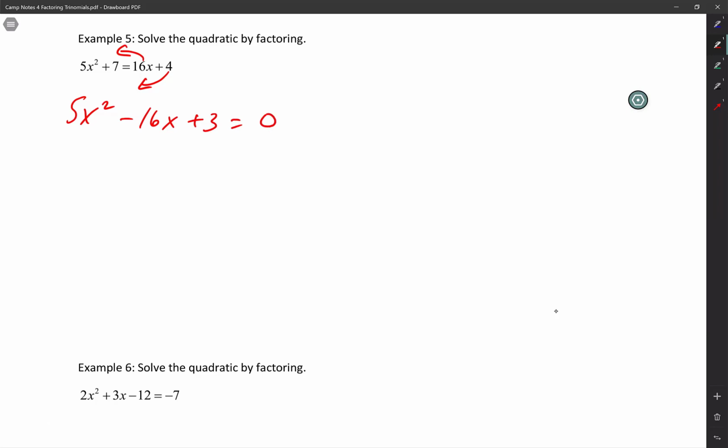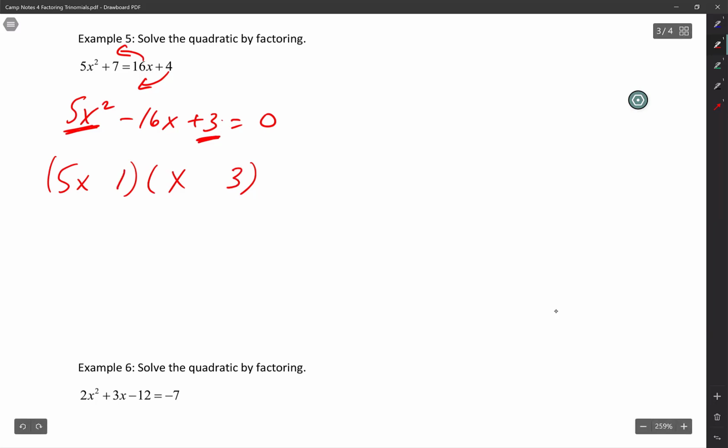And then again, look, method 1 is going to work on this one perfectly, so we don't even have to worry about method 2. Method 1, there's only one way to get 5x squared: 5x times x. There's only one way to get a 3: 1 times 3. Where am I going to put it? I'm going to put the 3 here. I'm going to put the 1 there.